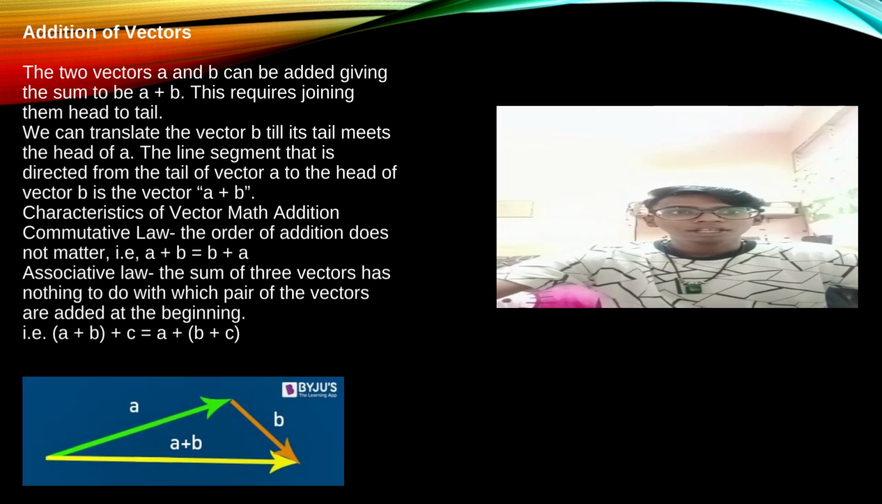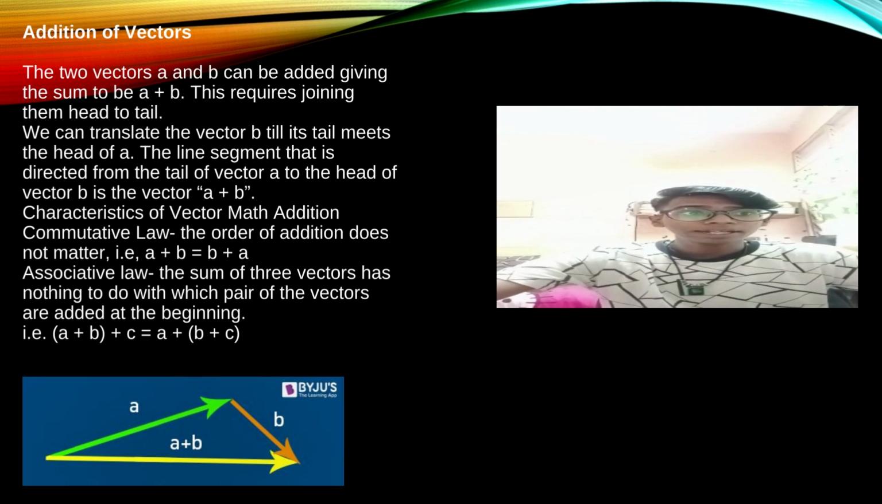Addition of vectors. The two vectors A and B can be added, giving the sum A plus B. This requires joining them head to tail. We can translate the vector B till its tail meets the head of A. The line segment that is directed from the tail of vector A to the head of vector B is that vector A plus B.